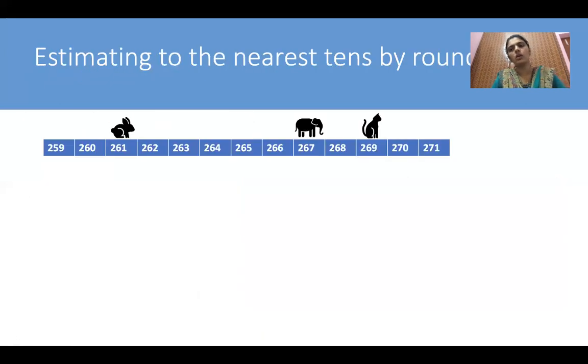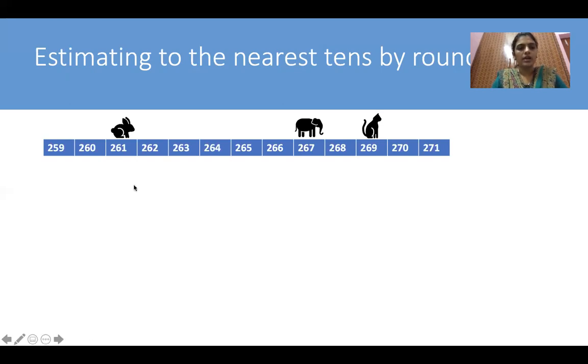Now let's come to estimation. Estimation is nothing but an approximate value. In order to do fast calculation, we can find the estimated value of a number.